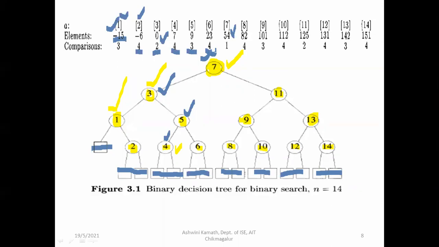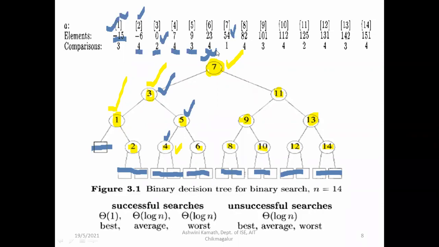If your search ends at a circular node, it will be a successful search. If your search ends at a square node, it will be an unsuccessful search. So 14 successful search values we have because we have 14 elements, and 15 nodes for unsuccessful search.